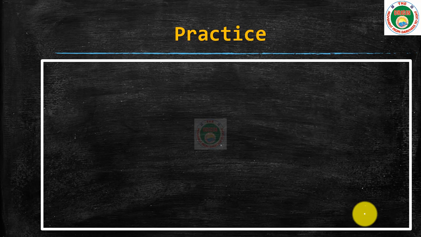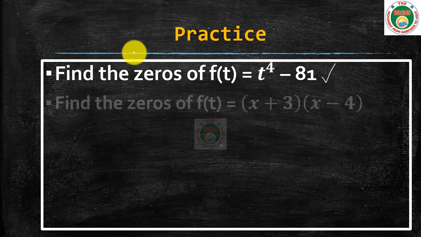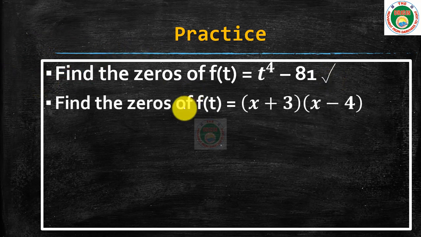Now after listening to this video, practice these problems. Find the zeros of f of t equal to t power 4 minus 81. And find the zeros of f of t equal to x plus 3 into x minus 4. Read the problem carefully and write the reasons. Is it possible or not?